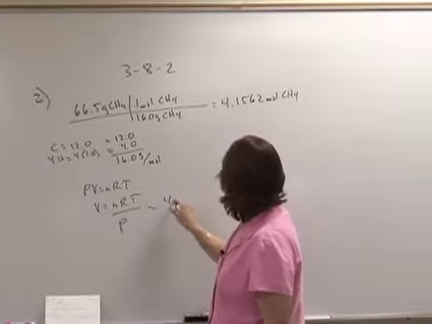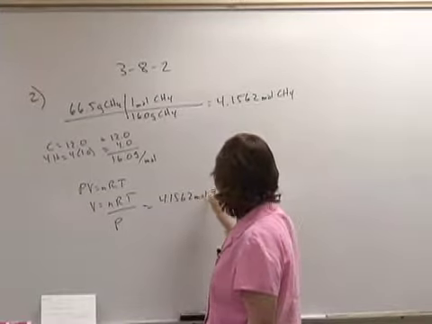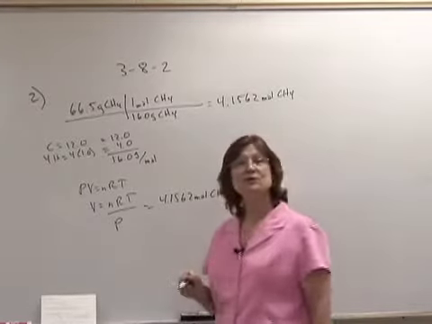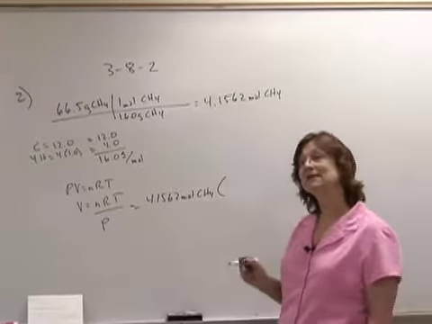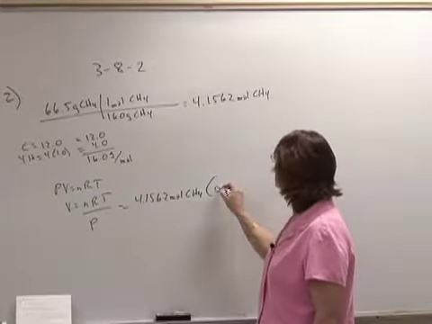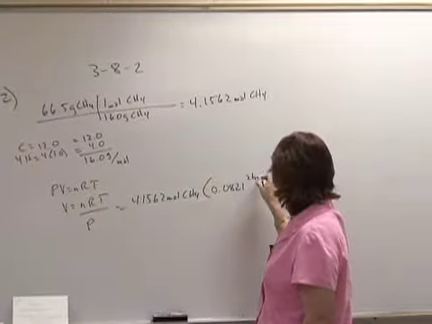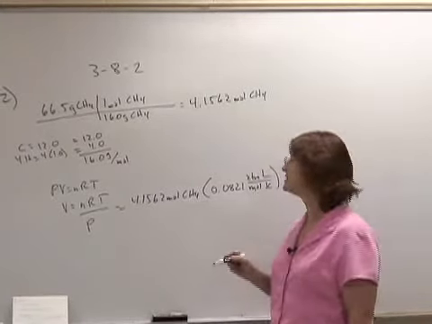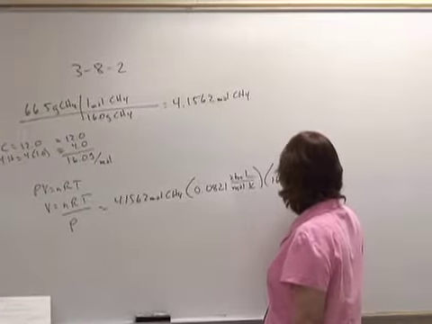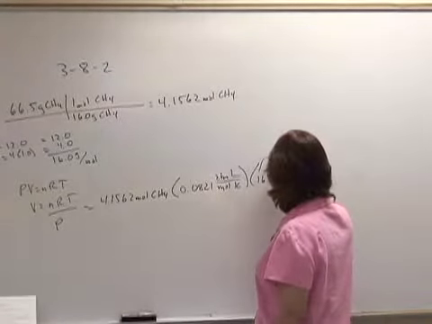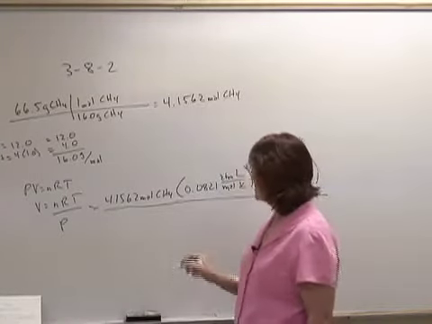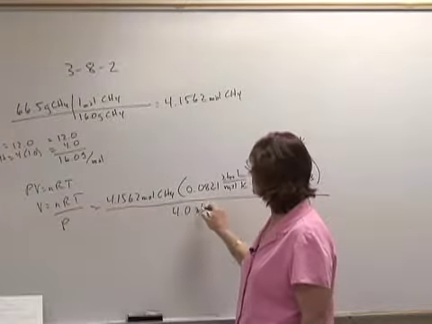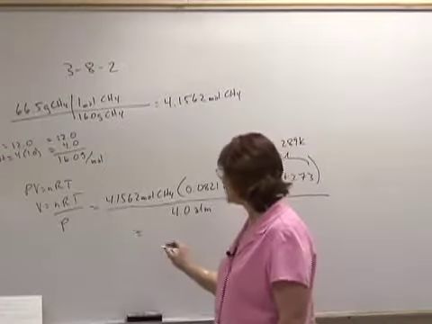And therefore, I have 4.1562 moles of my methane. And I'm going to use the ideal gas constant for ATM because I'm given a pressure in ATM: 0.0821 ATM liters per mole Kelvin. And the temperature is 16 degrees Celsius, and 16 degrees Celsius plus 273 is equal to 289 Kelvin. And remember, in gas laws, we always have Kelvin. And our pressure is 4.0 ATM.